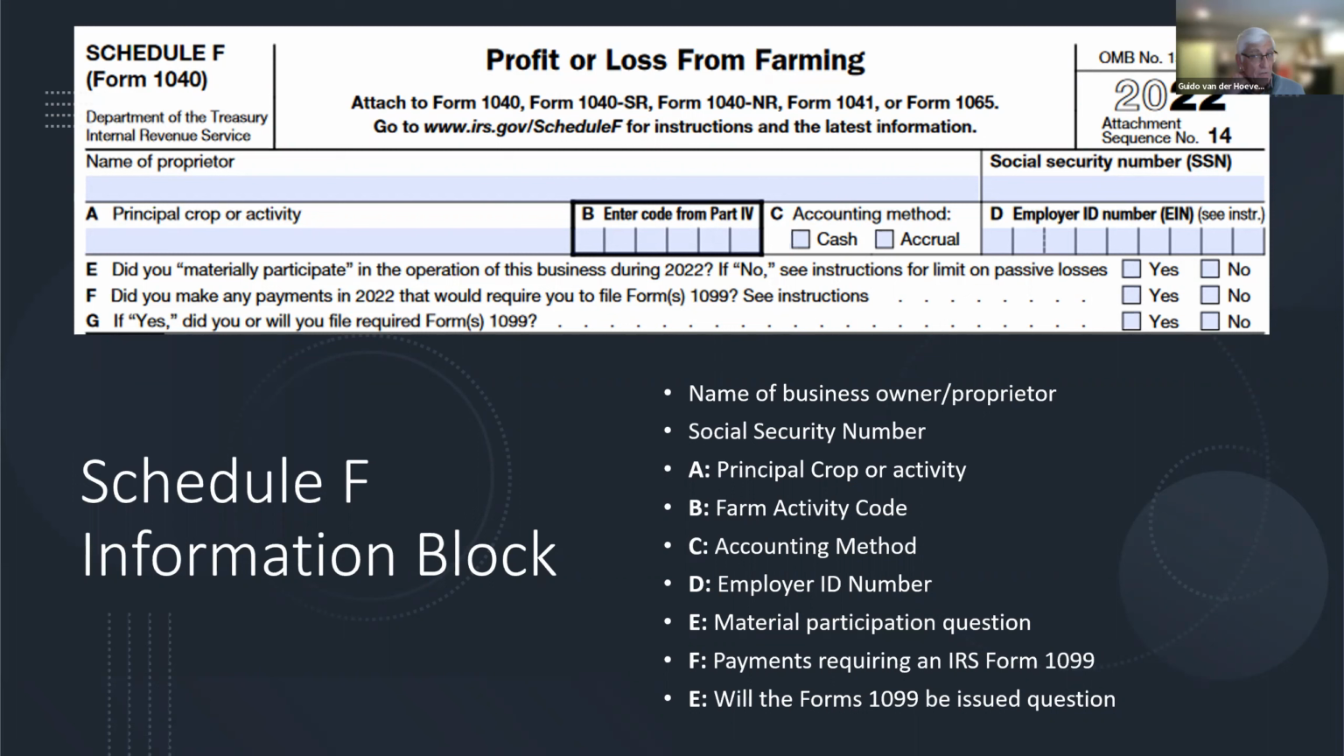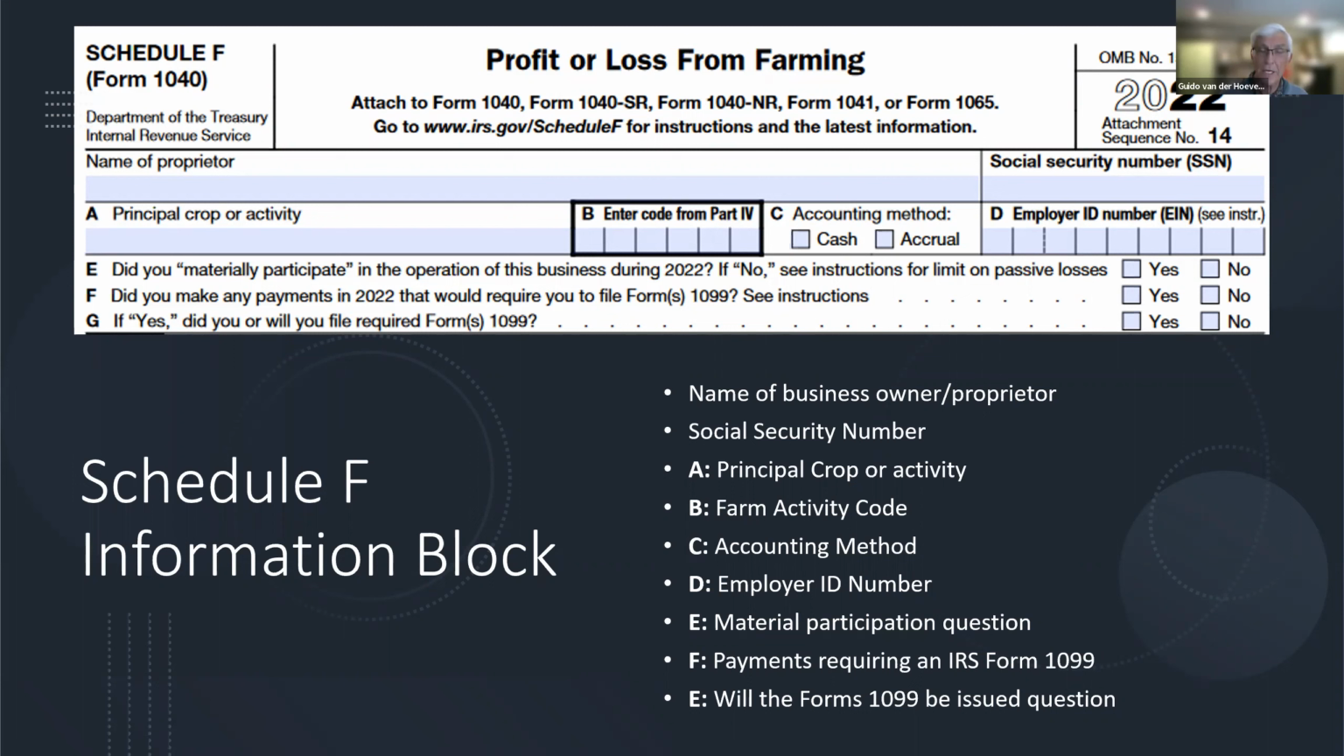We want to look at if it's an individual, then it's going to be a social security number that's going to be tied to that. So we have a social security number block. Then we want, for statistical purposes and also trying to do some classification work either at IRS or USDA or at the Department of Commerce, there's a question about what's your principal crop or activity that's grown? Is it milk? Is it corn and soybeans? Is it vegetables? Is it cut flowers? What is it? And then you can see block B, that has the farm activity code.